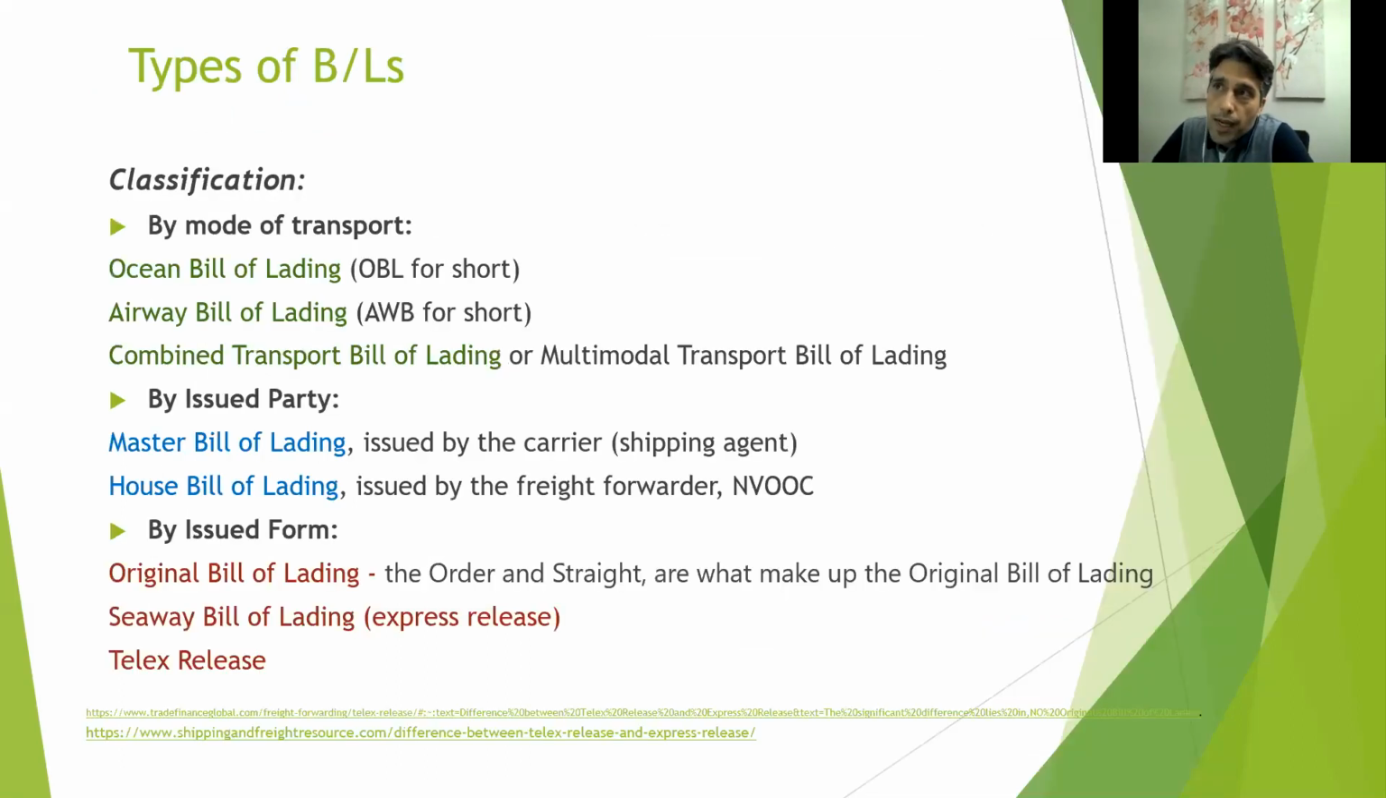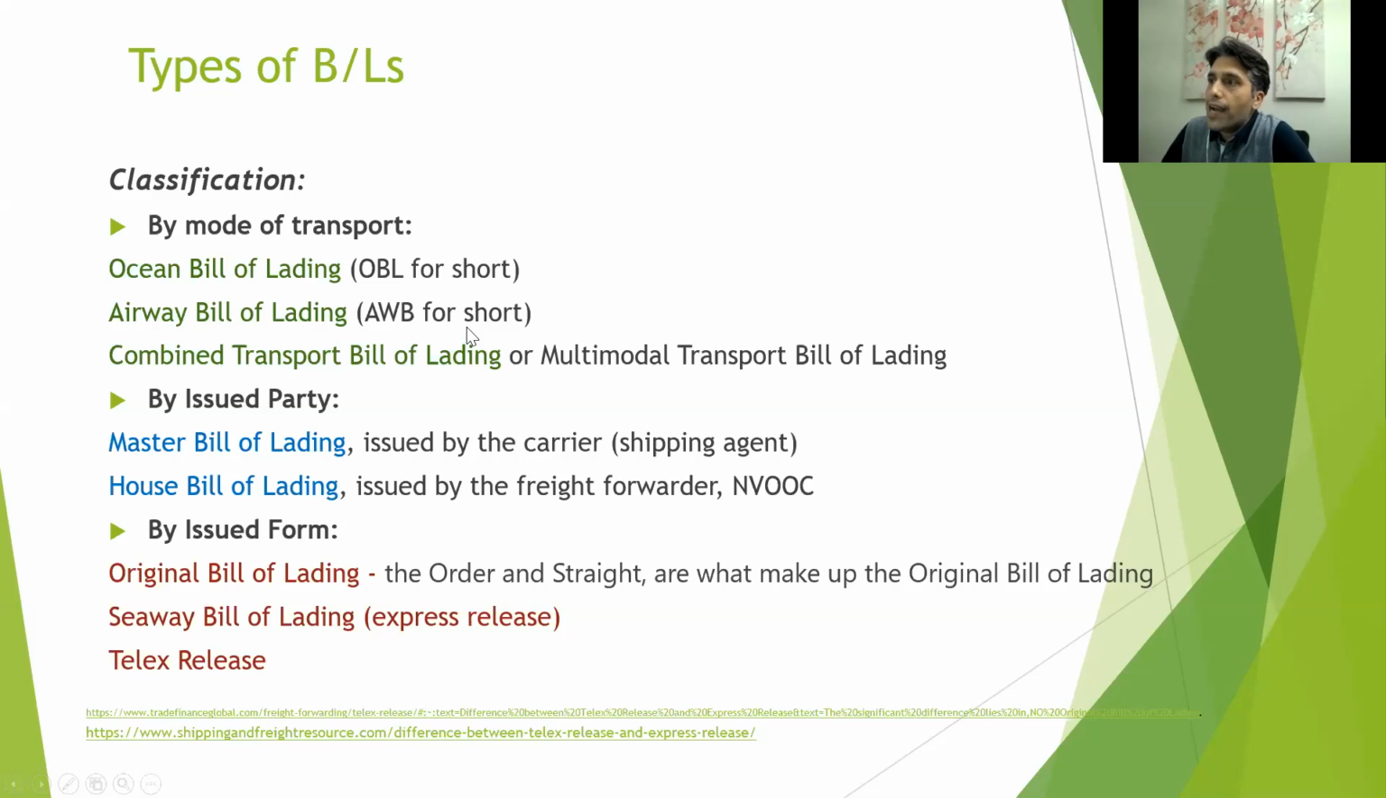Types of BL. Pay attention to this part. We are going to discuss different types of BLs. Based on different classifications, we consider different types of BL. For example, we can classify a bill of lading based on the mode of transportation. It could be the ocean BL, which we call OBL. Also, we have the airway bill, which is for the airlines.